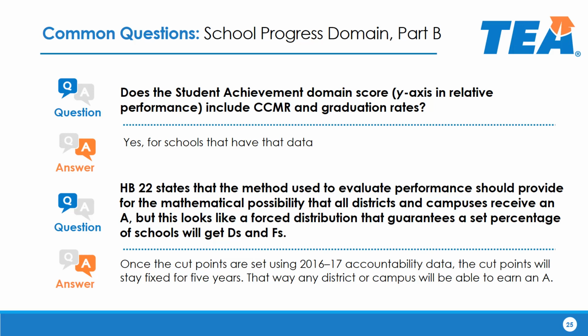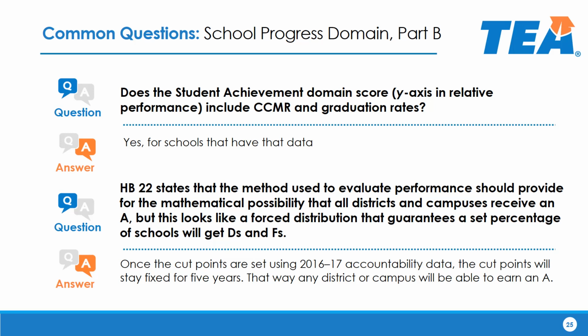So here are common questions that we get about Part B of this domain. Does the student achievement domain score, the y-axis in relative performance, include college, career, and military readiness indicators and graduation rates? Yes, it does for schools and districts that have that data.